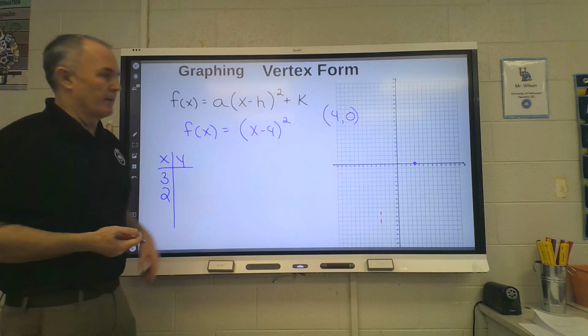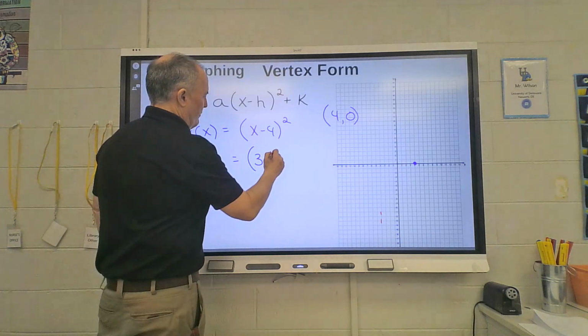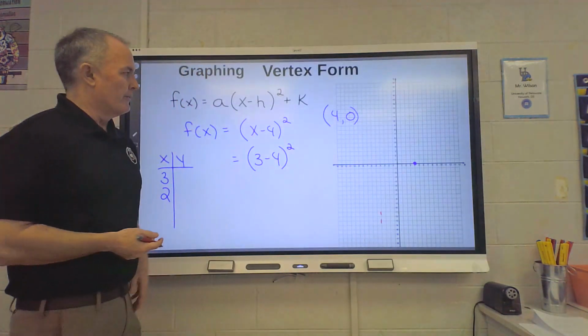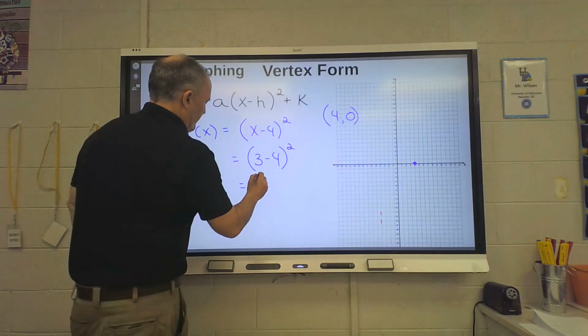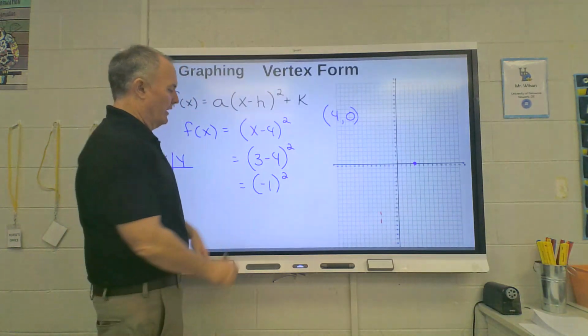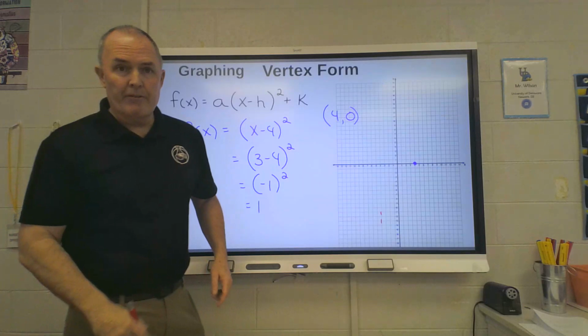So my first input is going to be a 3. So I get (3 minus 4) squared. Now I have less math to do because there's no plus or minus k at the end. This is going to equal -1 squared. 3 minus 4 is -1. -1 squared is 1. There. Got my first point.